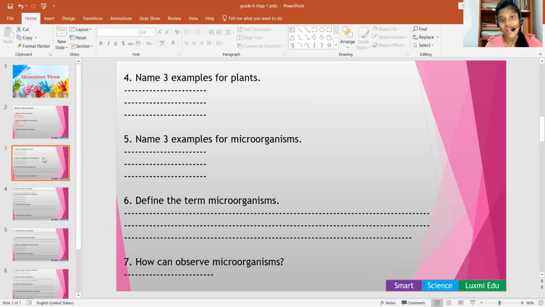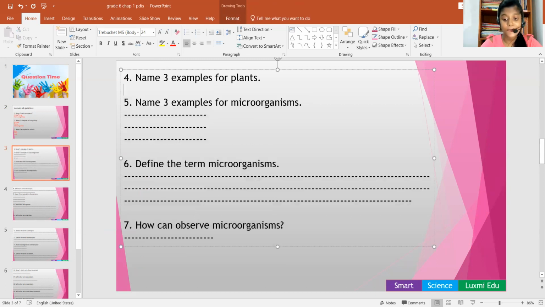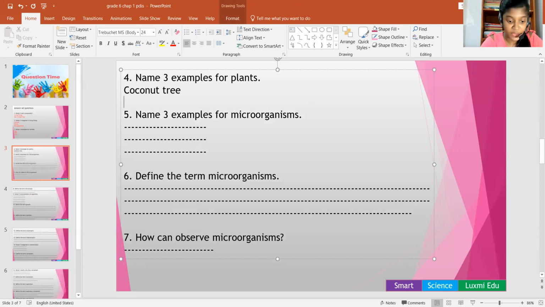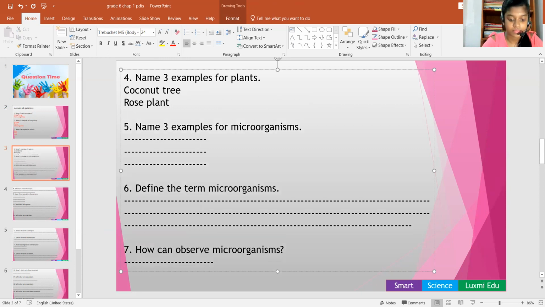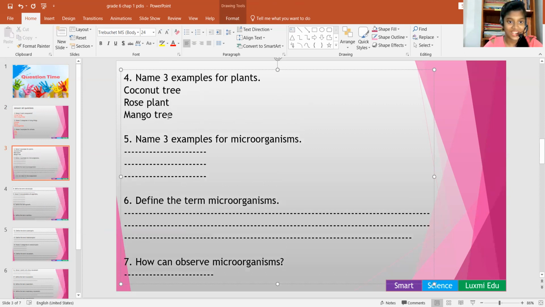Now let's go to the next question. Name three examples for plants. The same question. Simple. For plants, you can write coconut tree, then rose. You can write your favorite plants.